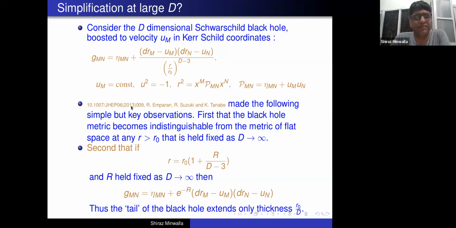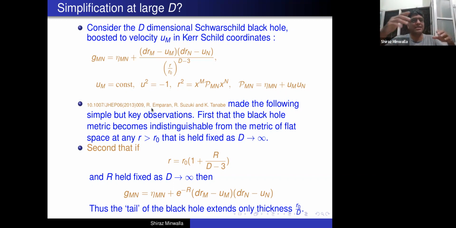Now, maybe 9 or 10 years ago, Emparan, Suzuki, and Tanabe made the following simple but very important observation. They looked at this metric, and the first observation was that in the limit that d goes to infinity, if you take r over r_0 fixed to any number larger than 1, and then take d to infinity, this term goes to infinity, and therefore the metric just becomes η_μν plus 0. And so it becomes the metric of flat space. So this is the first observation: if you keep r over r_0 fixed and take d to infinity, the black hole metric anywhere outside the event horizon just becomes flat.